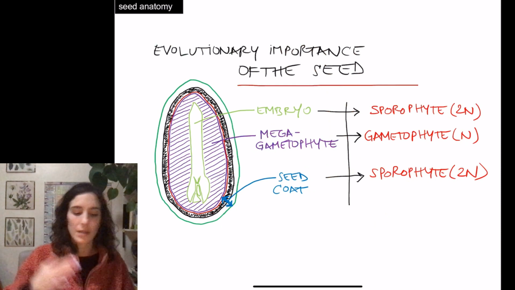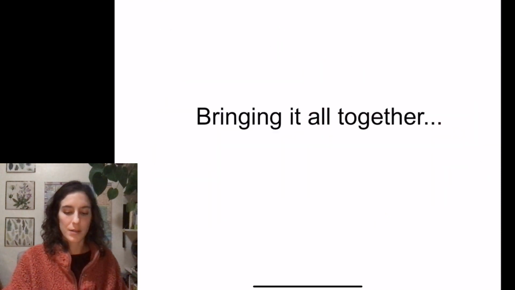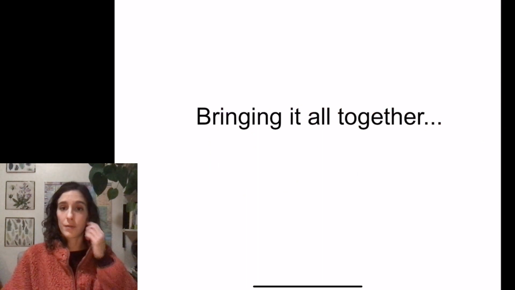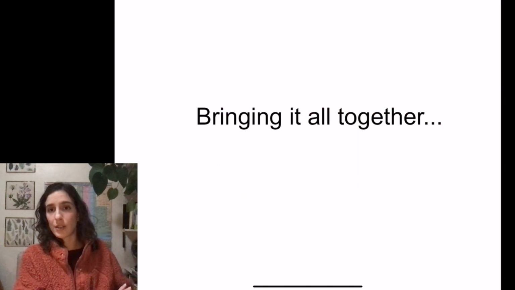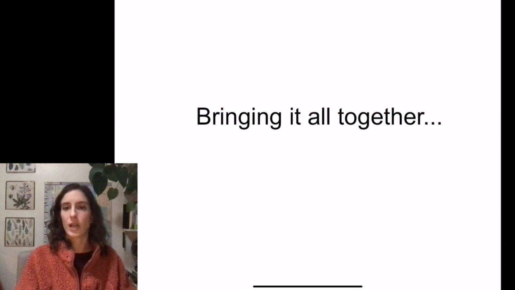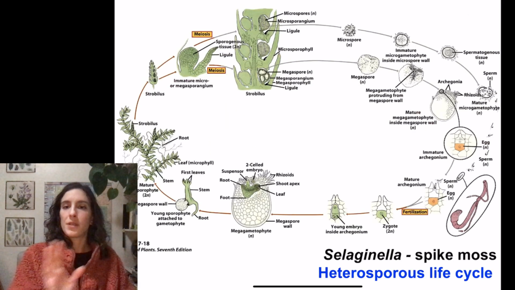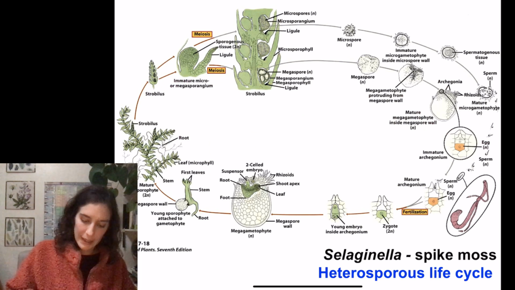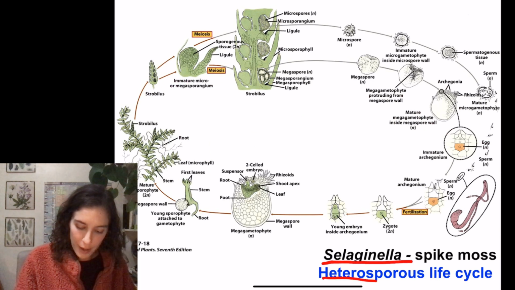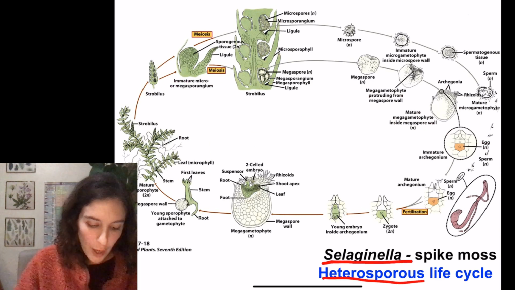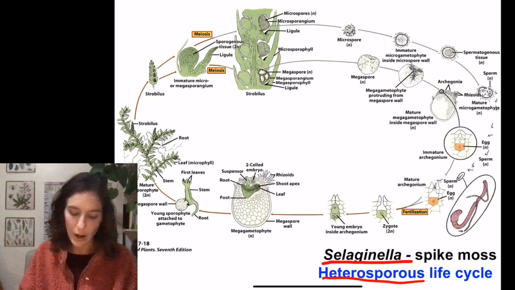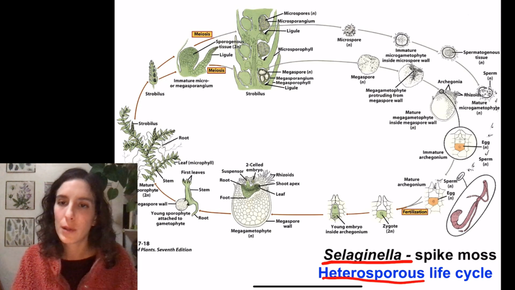Okay, so now let's bring all of this together. Kind of bringing together the last lecture video and everything I've been talking about so far in this video. This is the old life cycle of a seed-free vascular plant, Selaginella, the other heterosporous, seed-free, diplohaplontic plant.